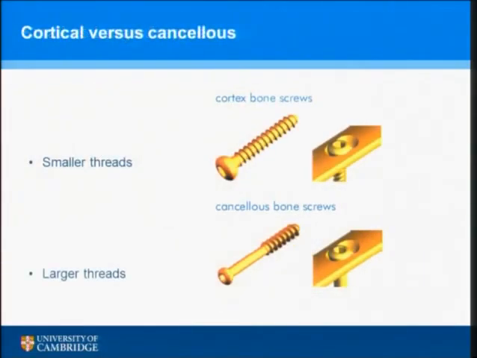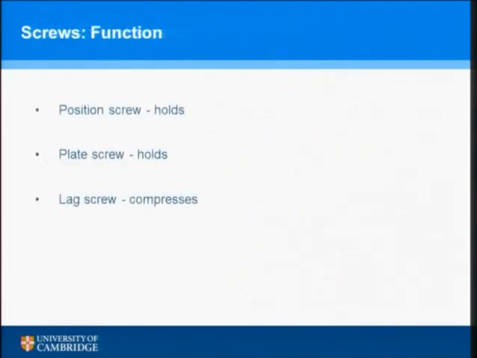In terms of the difference between the cortical and the cancellous screws, in your cortical screw, you can see that you'll have smaller threads, whereas you've got larger threads in cancellous screws. What are the functions of a screw? That's another question which they ask you. So positional screws will hold the fracture. Plate screws will also obviously hold as well, and lag screws will compress.